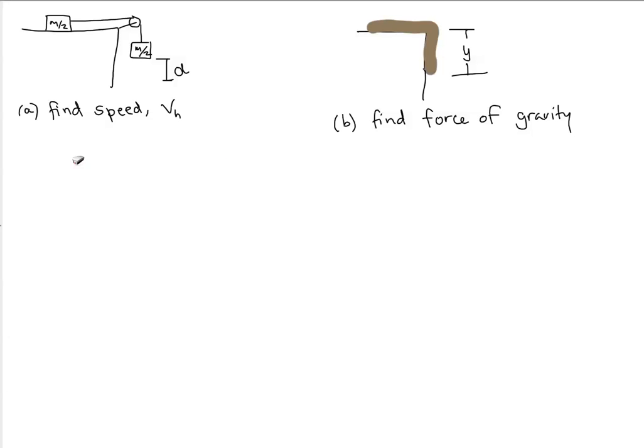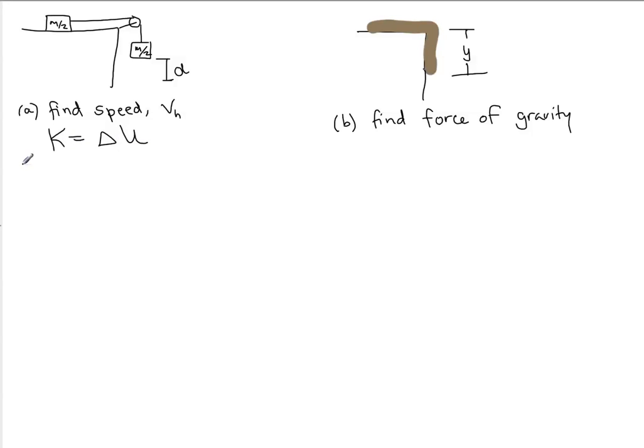So the first thing that we need to do is to find the speed of this one here. To do that, we're going to use conservation of energy. The kinetic energy at the end is going to be equal to the change in potential energy.